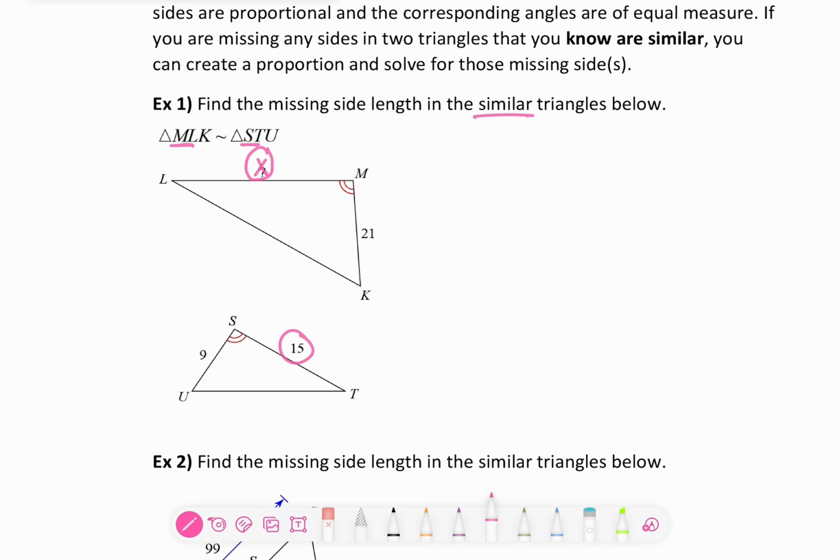Similarly, if we're looking at MK, this side here, then what corresponds with MK? MK is the first and third vertices, so it's going to be the first and third in the other triangle, which is SU. And so that's going to be down here, it's going to be 9.